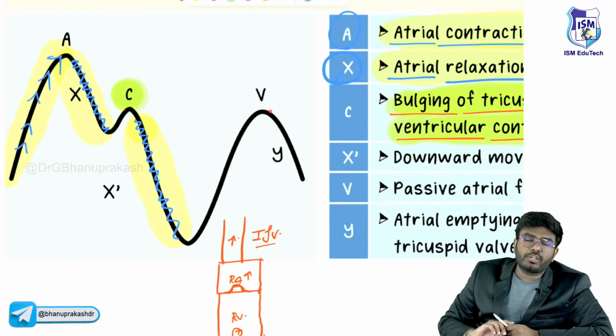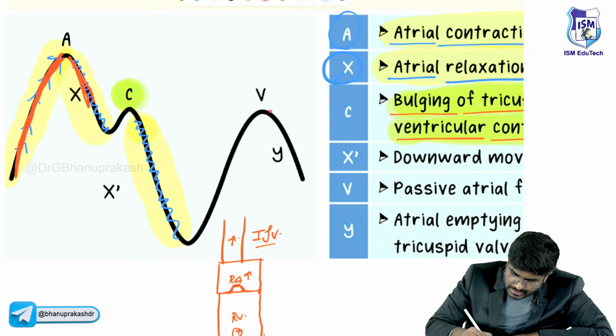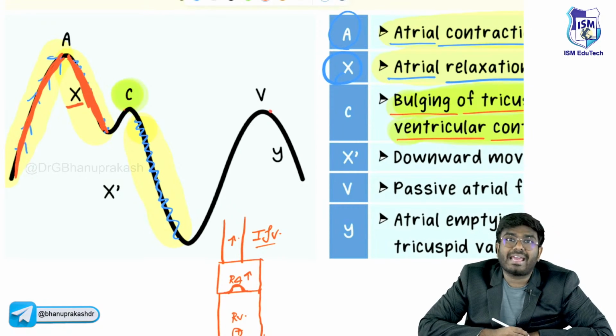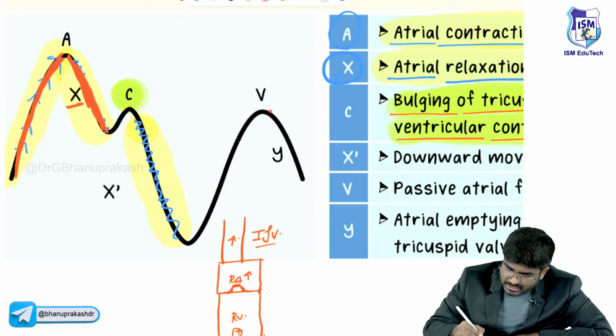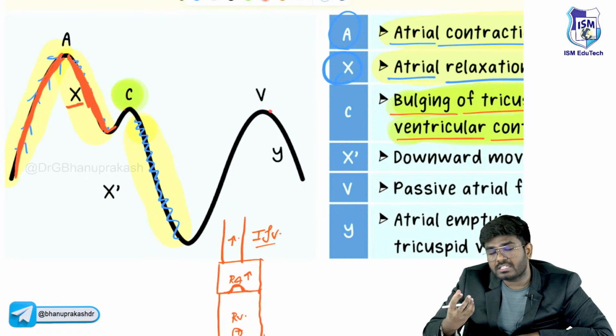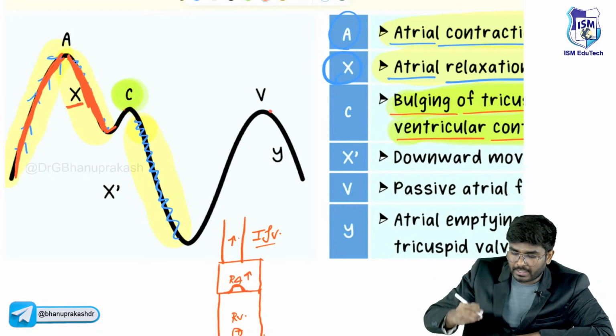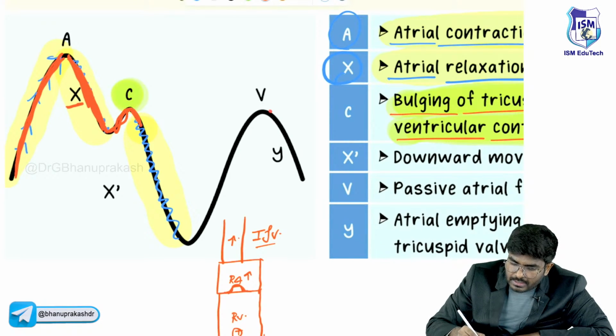So mainly what you need to know is, sir, this A wave is seen during atrial contraction. Next, the X wave is seen during atrial relaxation. After the atria is relaxed, the ventricle started to contract. When the ventricle is contracting, the tricuspid valve bulges into the right atria. So right atrial pressure increases, and internal jugular vein pressure also increases.